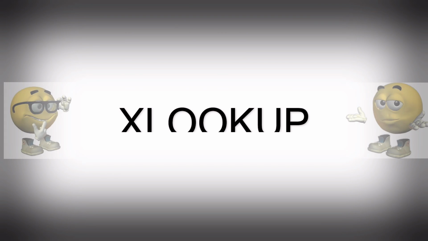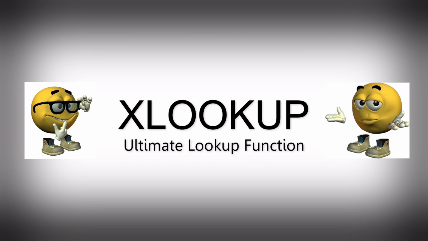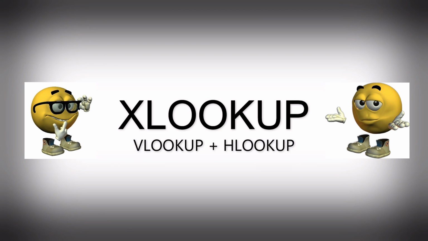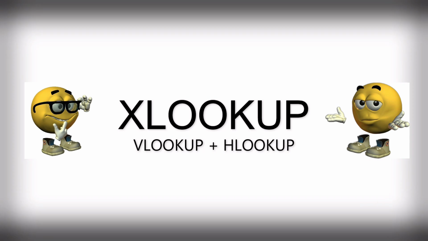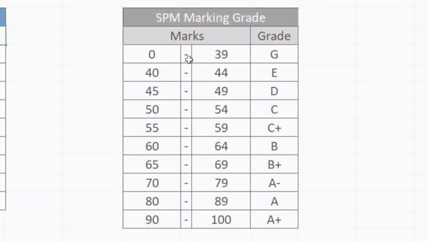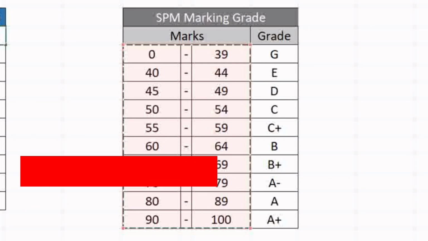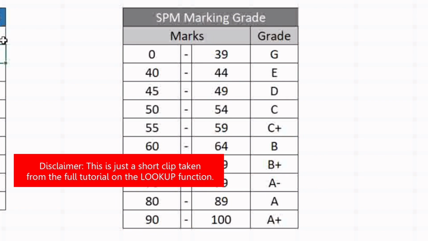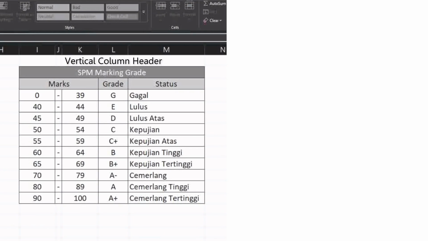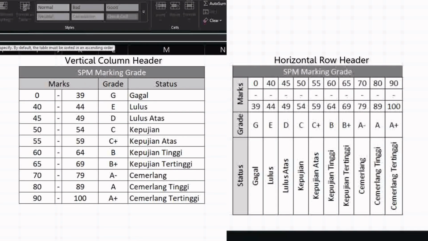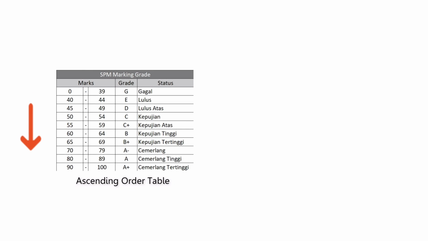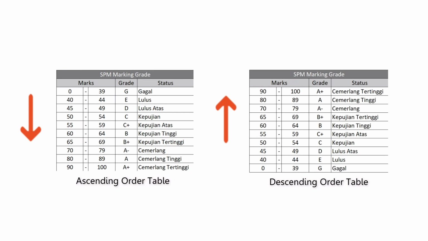Now, let's talk about the ultimate XLOOKUP function. It comes with a lot of amazing features. Think of it as a combination of VLOOKUP and HLOOKUP, but with some extra power. It works just like the second method of the LOOKUP function, where the lookup array and result array are separated. The best part, it can be used for both vertical columns and horizontal row headers. Unlike the basic lookup, this one supports not only ascending order data, but also descending order.